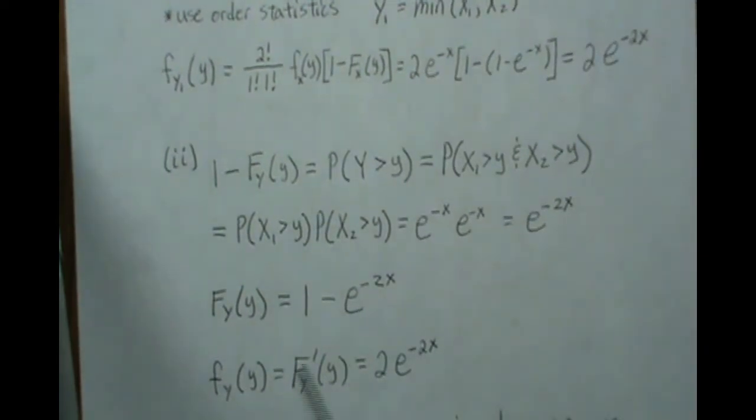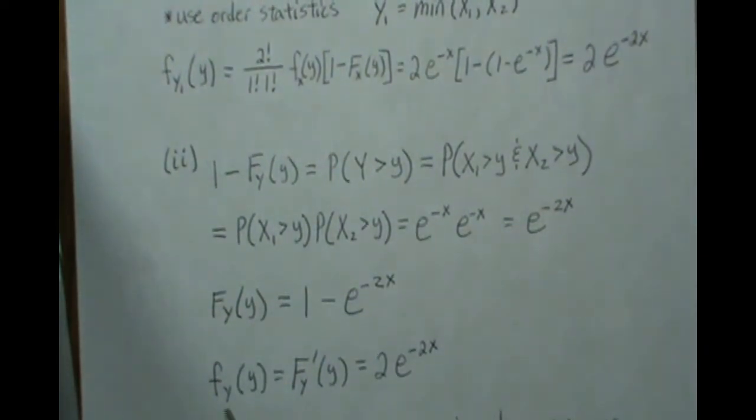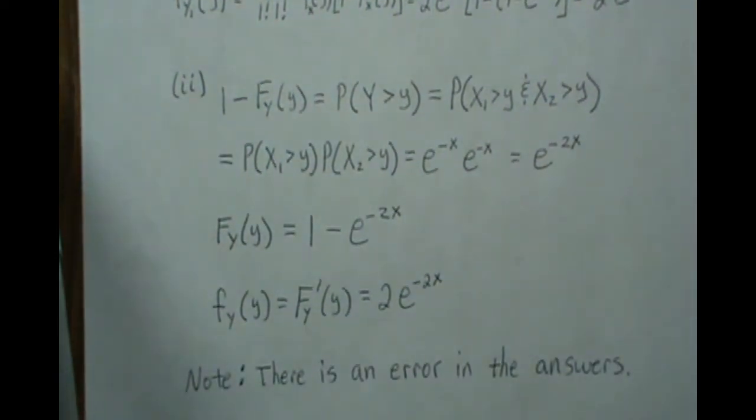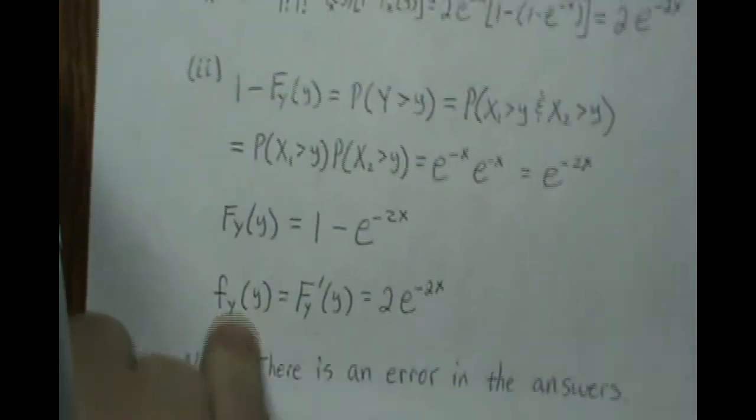But then to find the density, we have to take the derivative. So f of y is the derivative of this, which is 2e to the minus 2y. And again, since I use y, this should be y, but it's the same as what we got here. And there's one note: there's an error in the answers. None of the answers are that, but I did it two different ways. I originally did it the first way and didn't come up with the answer, so I'm like, what? So I did it the second way and came up with the same thing, so I'm concluding that there's an error in the answers.